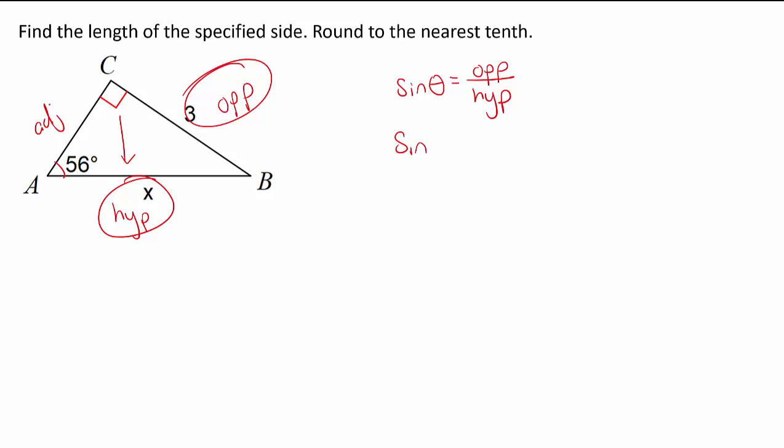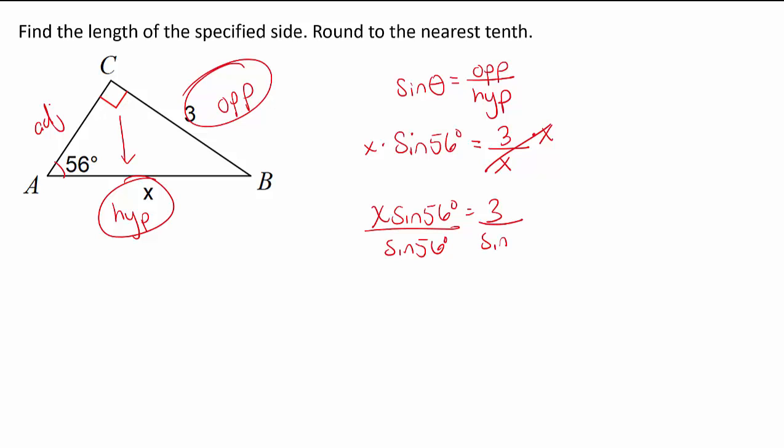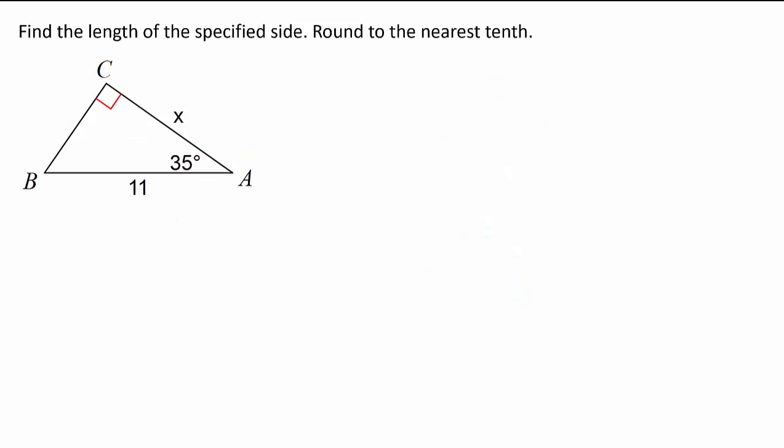So we're just going to plug in now. Sine of 56 degrees is equal to, opposite was 3, hypotenuse was x. And now we just want to solve for x. So let's multiply both sides by x. We're going to get x times the sine of 56 degrees equals 3. And then I want x by itself, so I can just divide by the sine of 56 degrees. And so we get x is equal to, when you type this whole thing in your calculator, making sure that you're in degree mode, you get 3.6. Okay, take a minute, pause your video, and try this one.